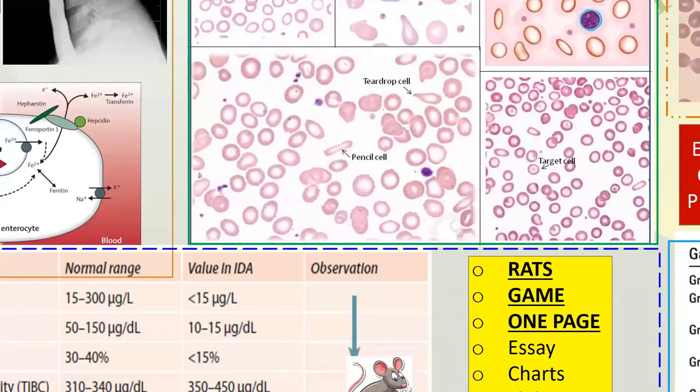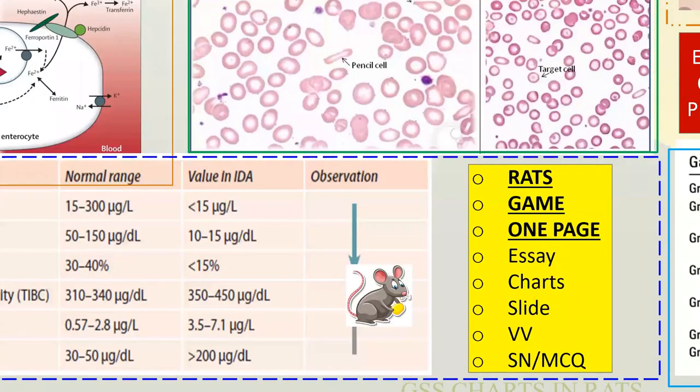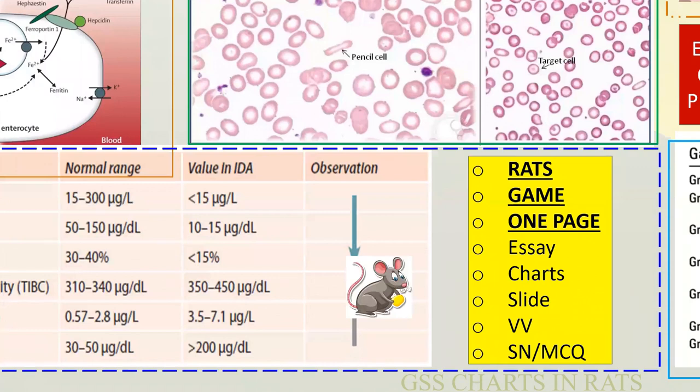I would like you people to kindly go to these references. RATS, I have taken a complete class on iron deficiency. Please go back to it. Again, I would have mentioned the chart as well as the slide on it. One Page is a book written by me, and it is a superb, concise book. In fact, it is called One Page because each page has a content. And the question can be in the form of essay, chart, slide, viva voce, short notes, MCQ, and whatnot.